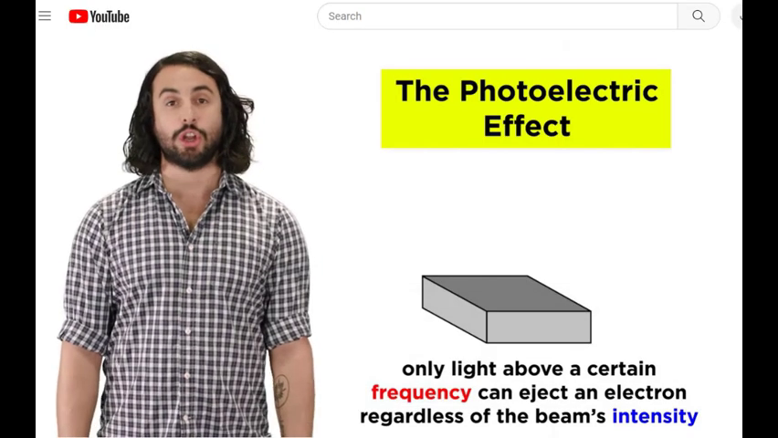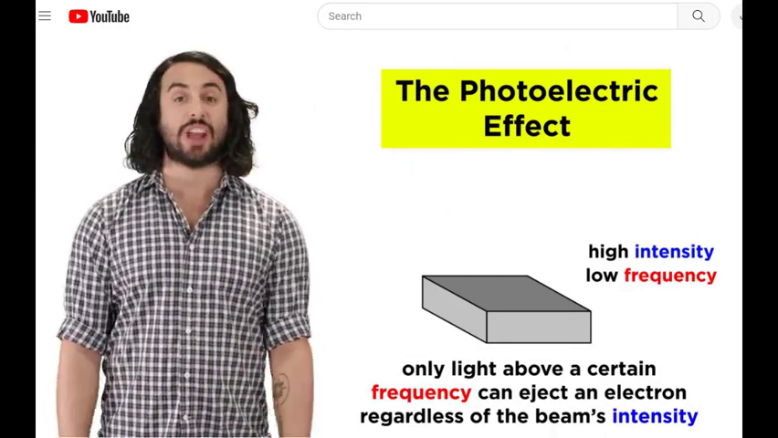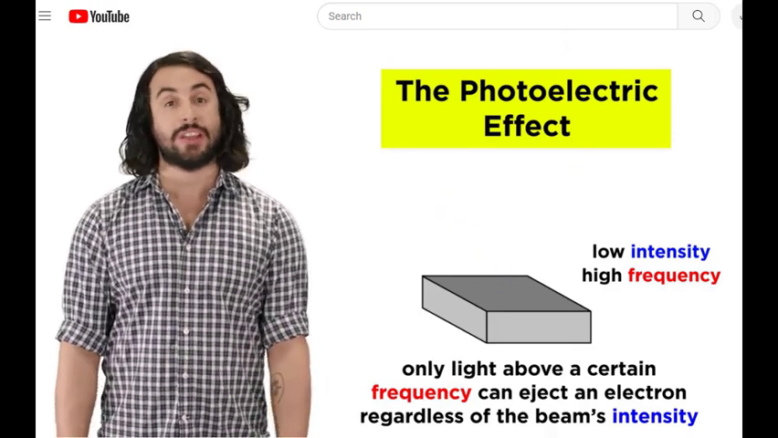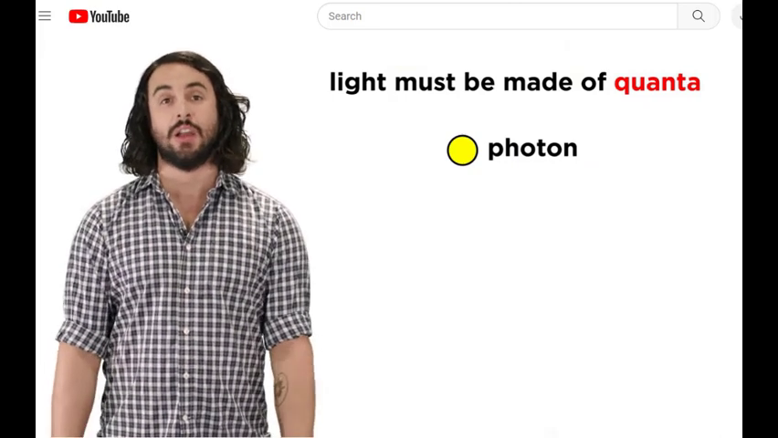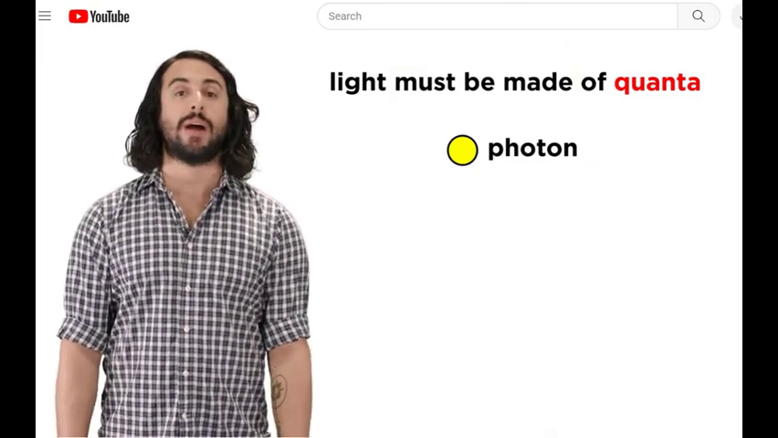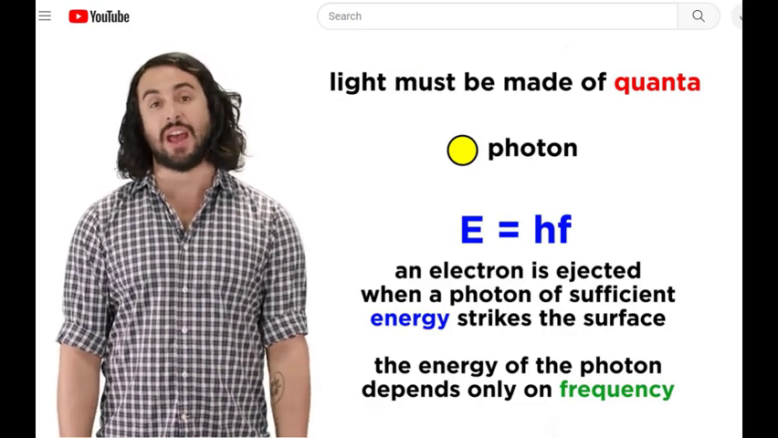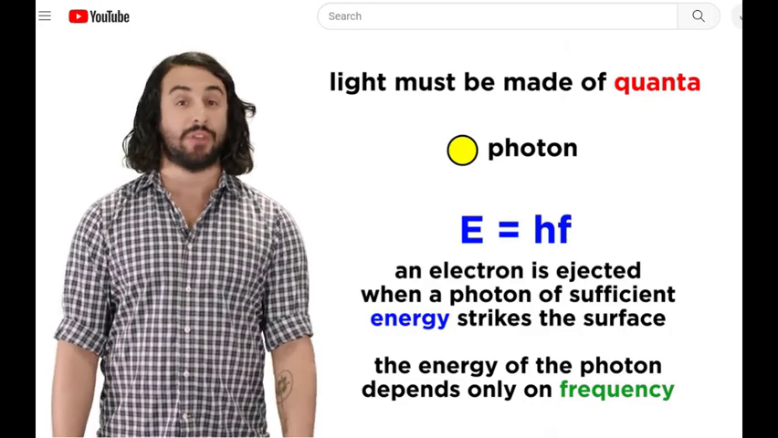Einstein's work showed that only light above a certain frequency could eject an electron, regardless of the intensity of the beam. For this reason, he proposed that light was comprised of individual quanta called photons, whereby it was an individual photon of sufficient energy equal to h times f that was able to eject an electron. This meant a number of things.